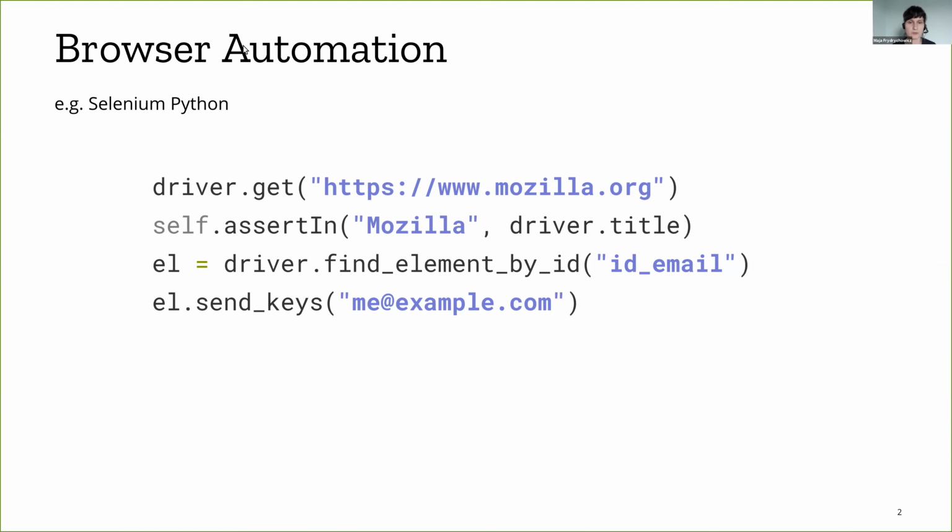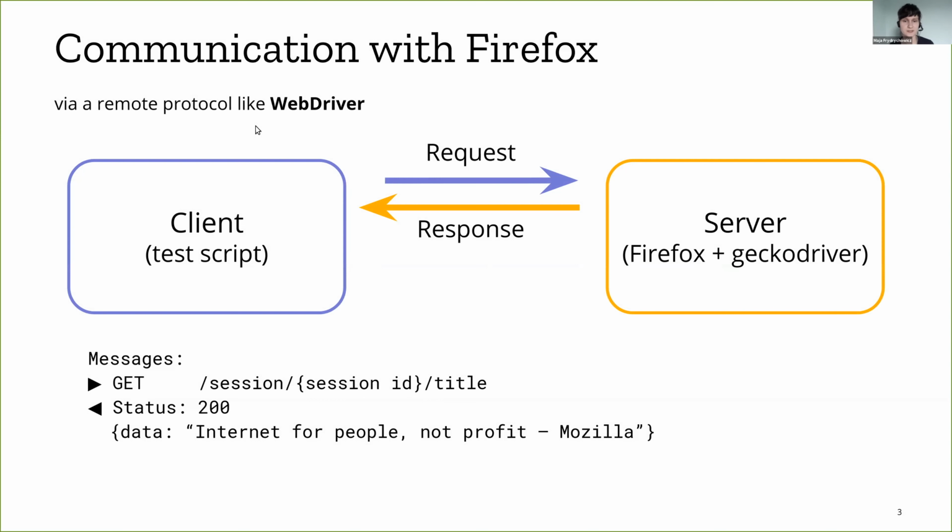I work on the component in Firefox that reacts to commands coming from a test script in your favorite programming language. So here, for example, you see a Selenium script. It navigates to a URL, checks the document title, finds an input element, and then enters some text. So what's going on in the background? That Selenium script runs in a client, which sends corresponding WebDriver commands to the browser. And the browser sends responses. So it's a client-server relationship. This is what's happening when you're automating Firefox with Selenium and Gecko driver, for example.